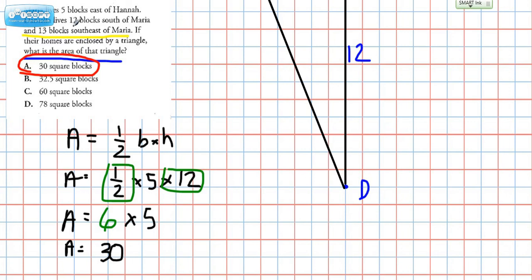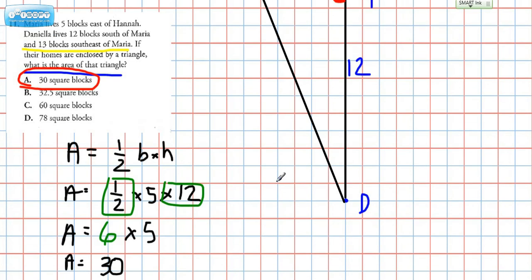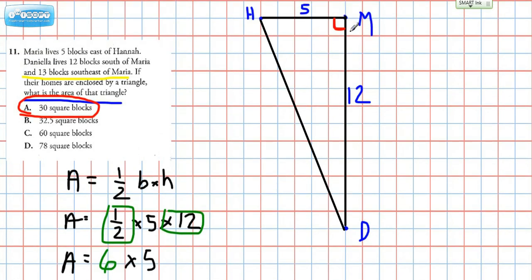All right, so if we go back and try to dissect this, I don't even know if it's worthwhile to, because they're talking about being 13 blocks southeast. So southeast is kind of heading in this direction, and I'm not even sure what that means. So let's just pretend it's not there. We're going to go with what we have here, and we're going to pick choice A, 30.